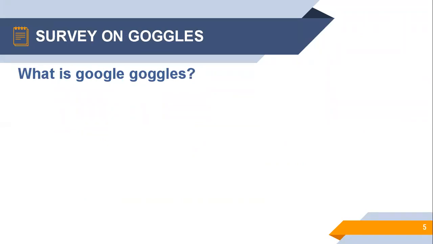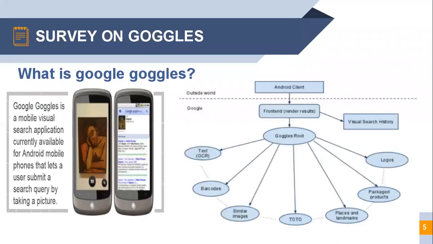Next we'll see the survey on Google Goggles. What is Google Goggles? Google Goggles was founded by David Petrou. It is a mobile visual search application currently available for Android mobile phones that lets the user submit a query by taking a picture. In simple words, it takes a photo and then generates a search query. If we hold a lens on something, it will display the relevant information.